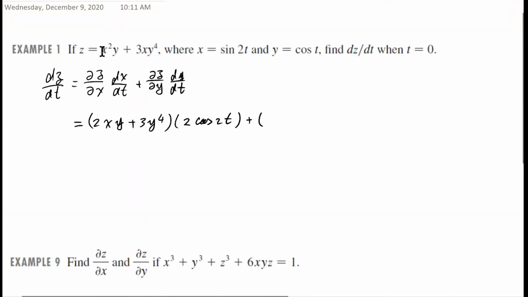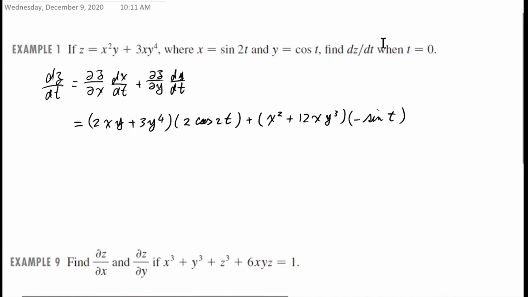So now partial with respect to y. So first one will be x squared plus this will be 12xy cubed. Still with me? And then dy dt. So this becomes negative sine of t. You with me? Okay. Now we are plugging in when t is equal to 0.